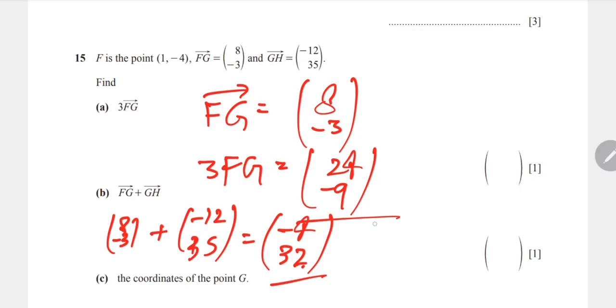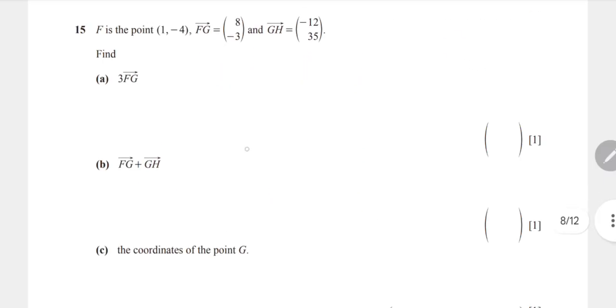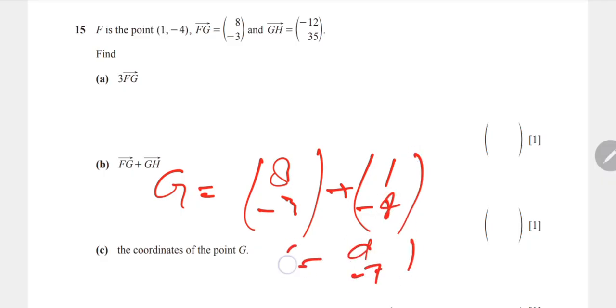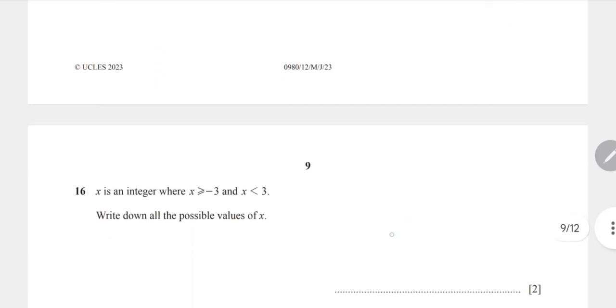Yes, we can add this point. So the result is the G value. For G, we just use 8 minus 3 and plus 1 minus 4. So this is 9 minus 7. So the point G, or coordinates of G, are 9 comma minus 7. Okay. Now move to the next question.